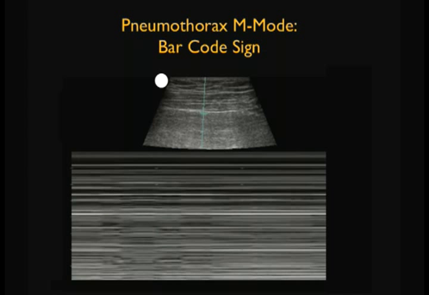Okay. And then if you just want to document the motion, you can put the M mode down. And what you're going to see is something known as the barcode sign, where you just have all the repeating white lines coming across, showing no motion of the chest wall, no motion of the actual lung itself.